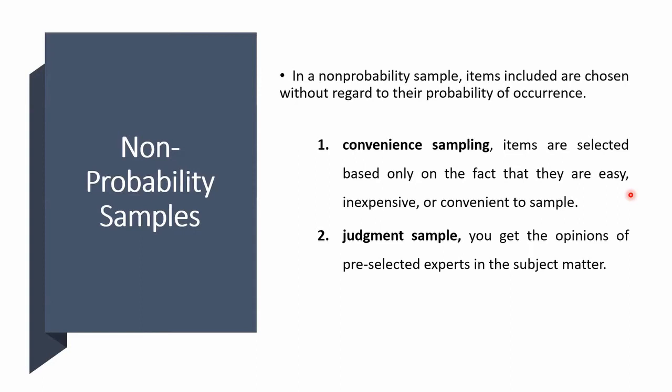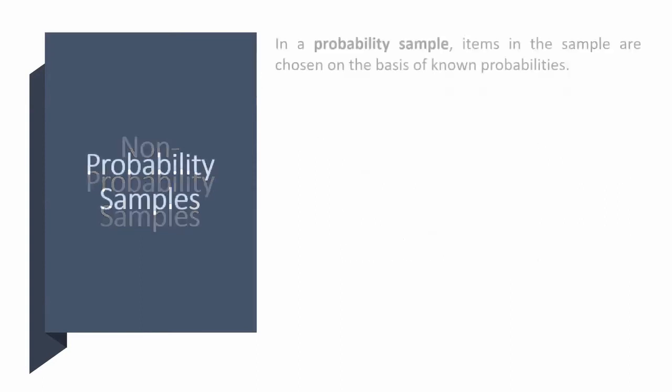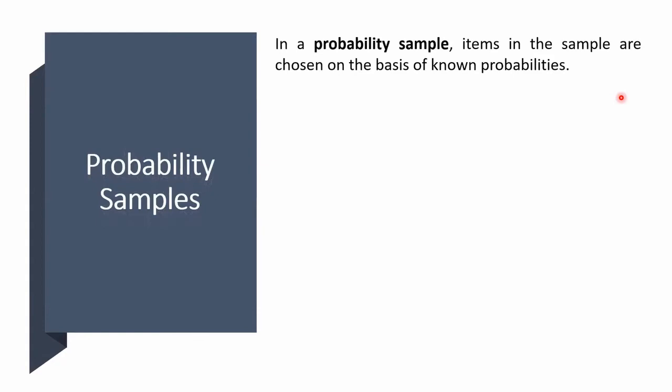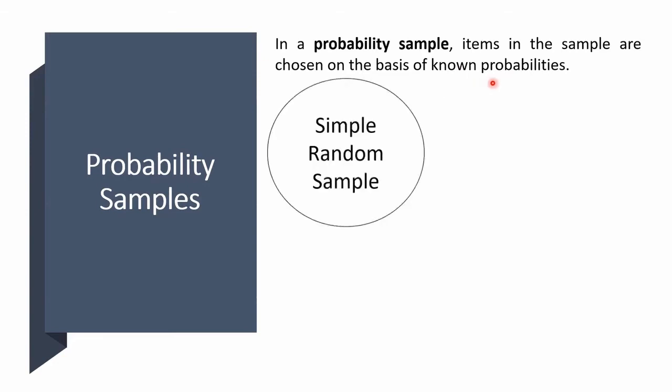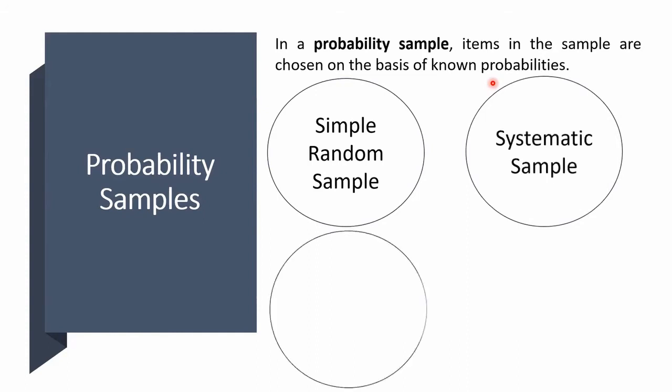So in the case of probability samples, you are taking the samples based on known probabilities, right? So there are four types. The first one is simple random sample. The second one is systematic sample. The fourth one is stratified sample. And finally, we will talk about cluster sample.